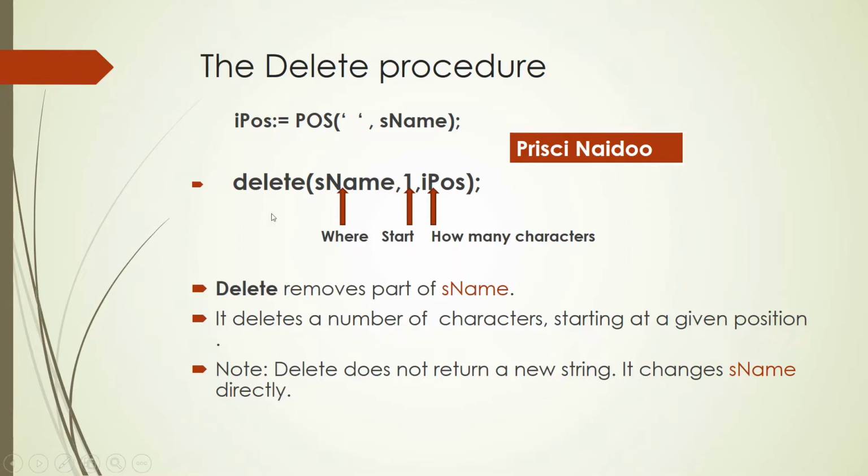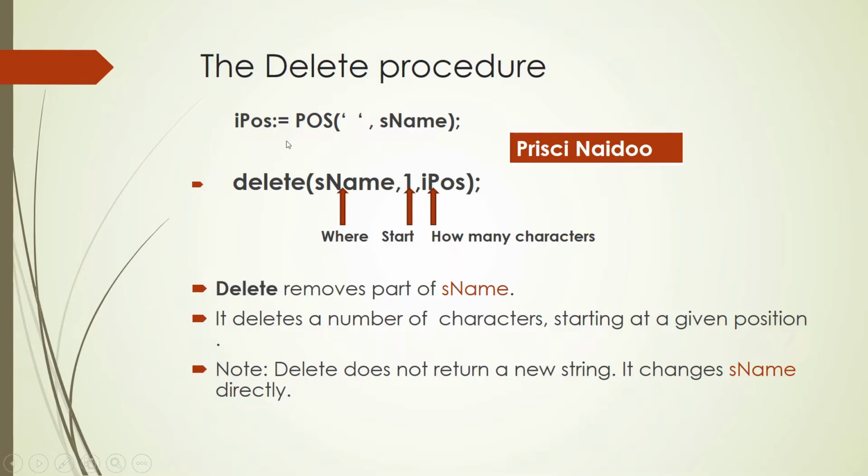So remember, when you're using delete, it removes part of sname. It deletes a number of characters starting at a given position. And the last point is extremely important. Delete does not return a new string. It changes sname directly. So when I change this string and I remove from sname, start at position 1 and delete to the position of the space, this original string sname is now going to change, and it's going to be left with just the surname Naidu.